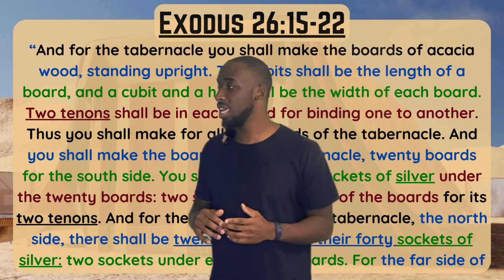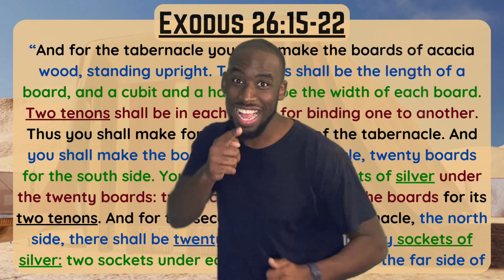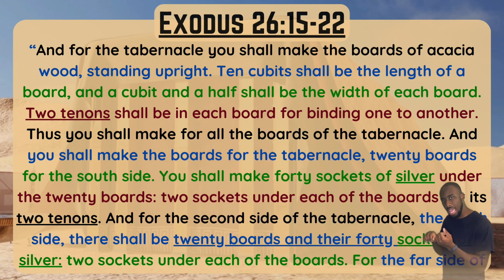So let's read together. It says, "And for the tabernacle, you shall make the boards of acacia wood standing upright. 10 cubits shall be the length of the board, and a cubit and a half shall be the width of the board. 2 tenons." Ha ha! I told you, pay attention. There it is. Axles. 2 tenons shall be in each board for binding one to another.